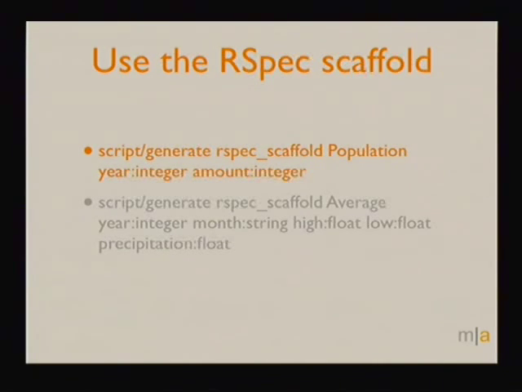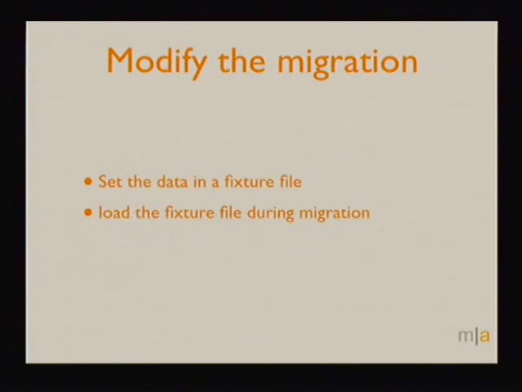Once we have that, we have our model, we have our controller, we have our migration, and we have all the tests. What we're going to do is modify the migration a bit, because we already have the data we want to load in the application. So I'm just going to put all the information in a fixture file. I'll modify the migration so when we migrate, it's going to load the fixture. So let's just do that.